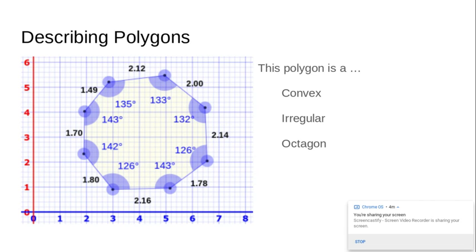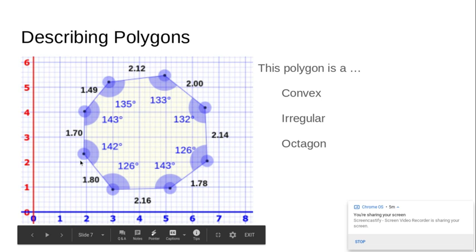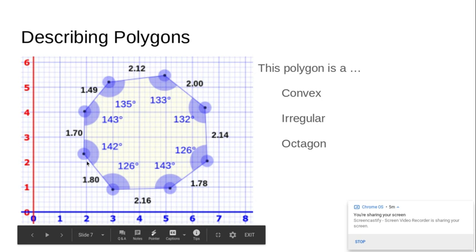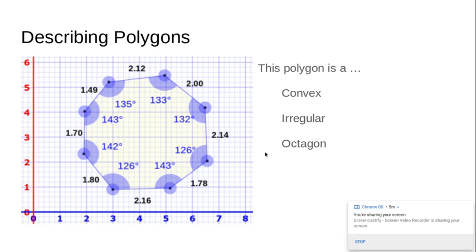This one is convex. It doesn't have any part that seems to have a cave or collapsed. All of those angle measures, as we can see there in blue, are all less than 180 degrees. It is irregular because the sides do not all have the same measure. In fact, none of them have the same measure. And then it is an octagon. So again, I like to just start at the left side, count your sides. So 1, 2, 3, 4, 5, 6, 7, 8. So 8 sides, octagon.